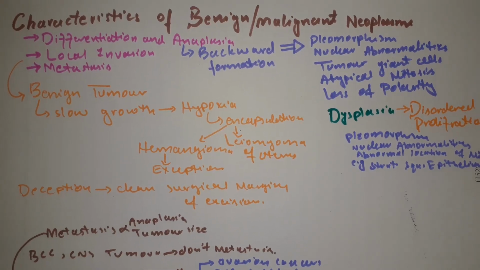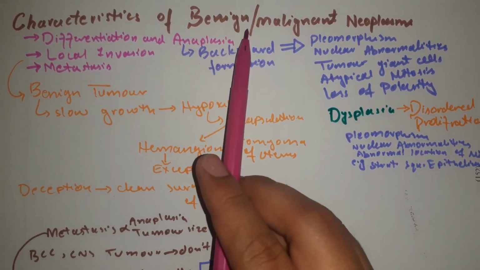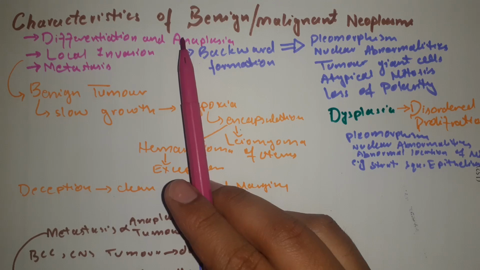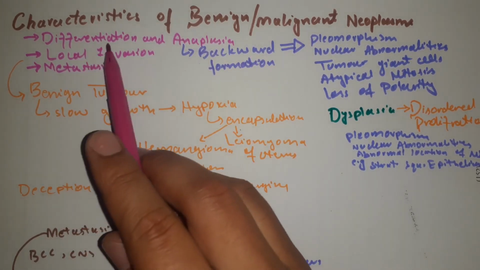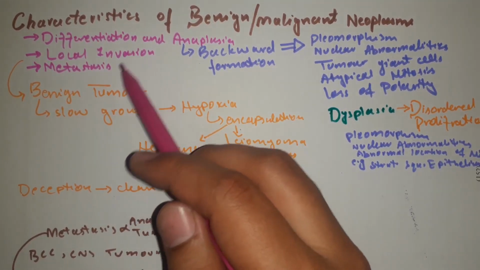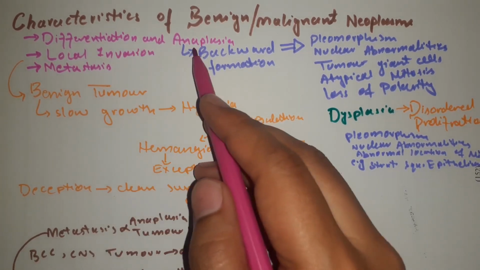Hi there, in this video we are going to discuss different characteristics of the benign and malignant neoplasm. So basic three properties which differentiate benign and malignant neoplasm are differentiation and anaplasia, local invasion and metastasis. So we are going to discuss them one by one. So first of all we move toward differentiation and anaplasia.